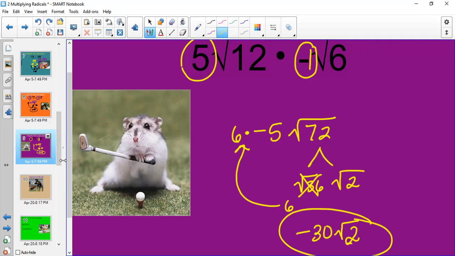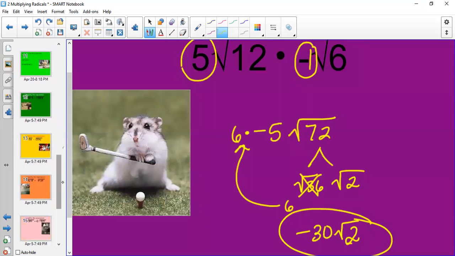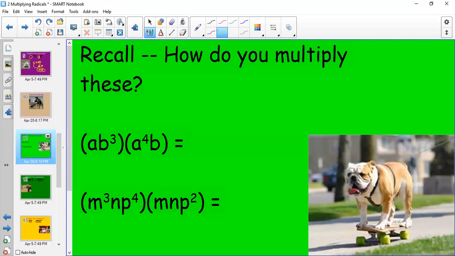Okay, so we're going to shift gears now. We did that with only numbers. We're going to start throwing in some variables here. So let's remind ourselves first off, how do we multiply variables?